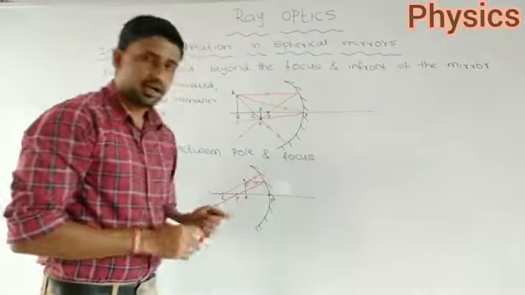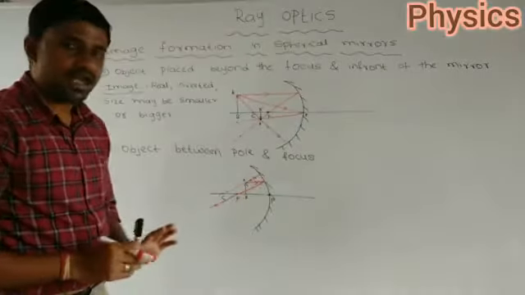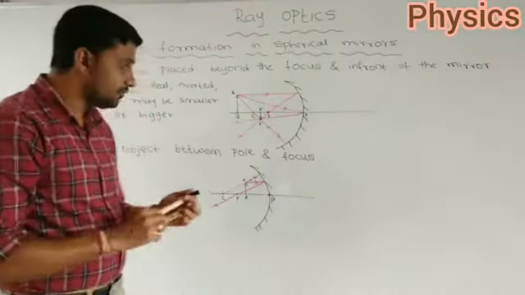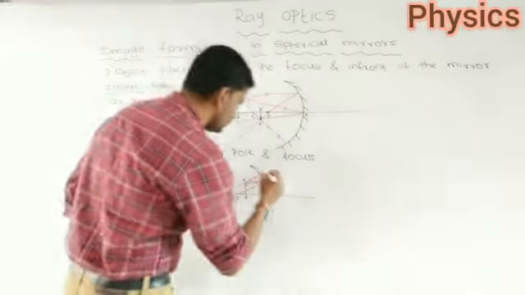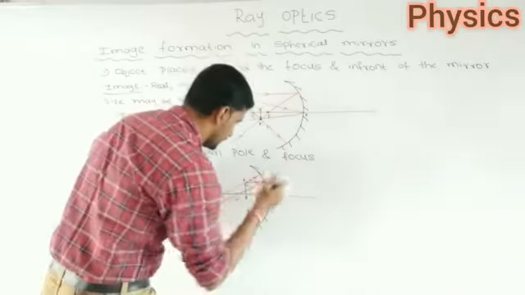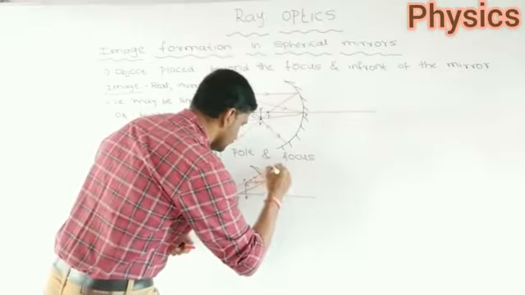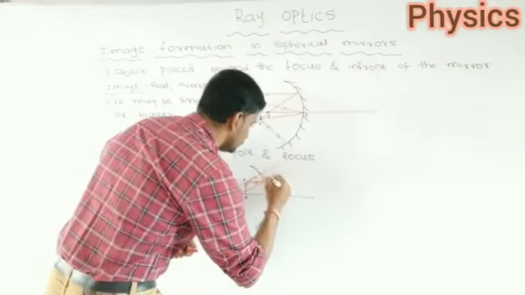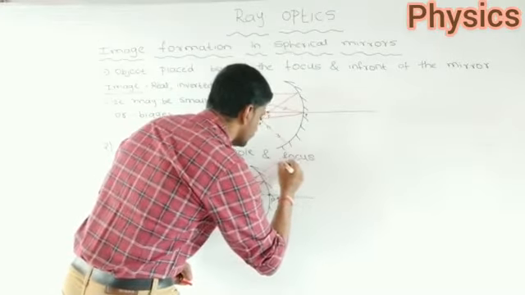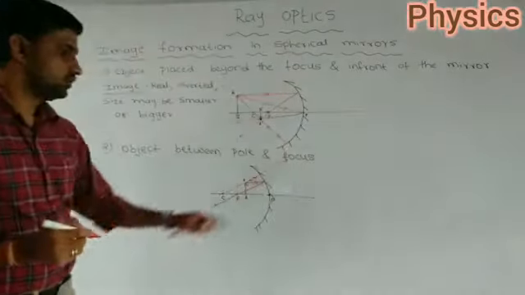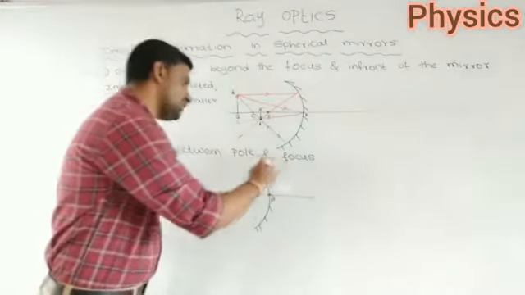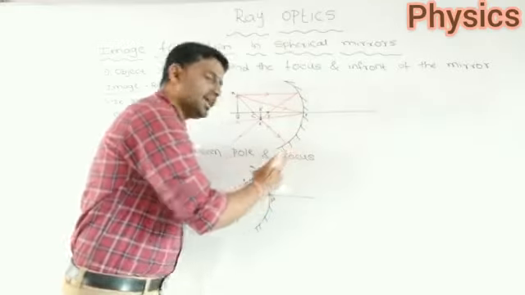If you observe here, after reflection, they are not actually meeting at some point. But if I extend these two reflected rays like this, after extending them, they do not actually meet, but because of the extension they will meet at some point.